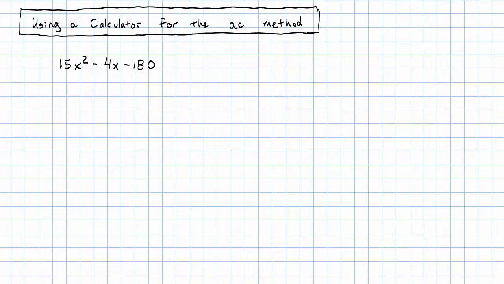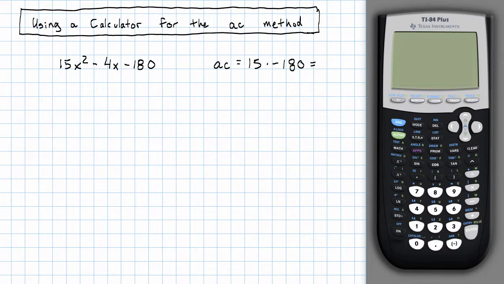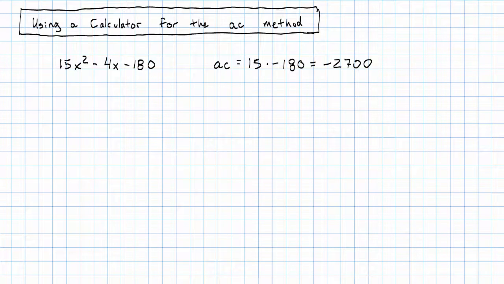But AC in this case is 15 times negative 180. What does that work out to? That is negative 2,700. I don't want to be in the business of finding all of the factors of that number by hand. So let's think about how we would go about finding all of the factors.